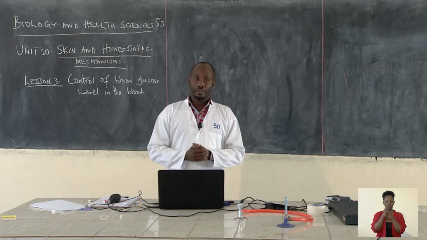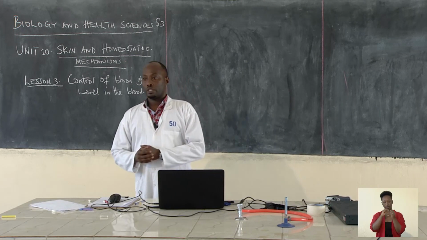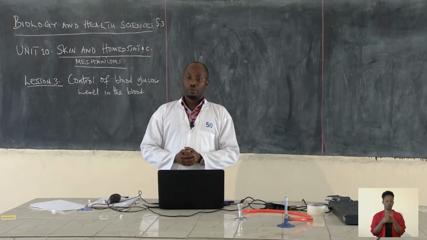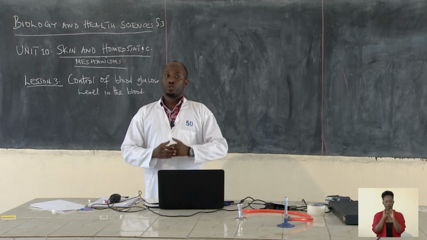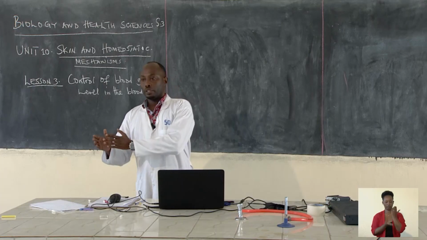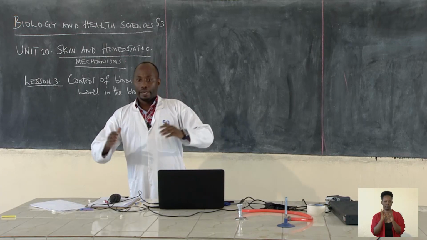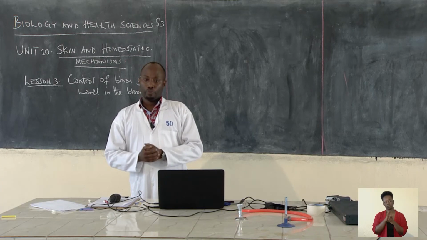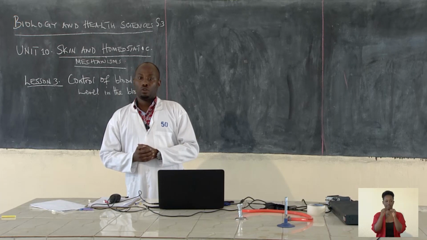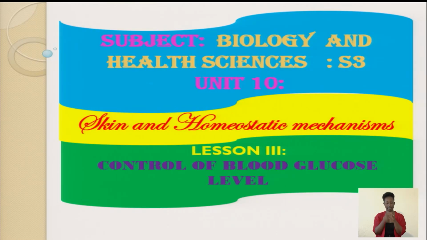That was lesson 1. In lesson 2, we discussed control of the internal environment within an organism. We also mentioned how the body tries to balance the amount of water in the body. Now lesson 3, which ends unit 10 on skin and homeostasis, is control of glucose level in the blood. That is the lesson we're going to discuss today.